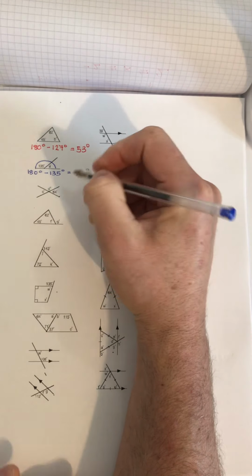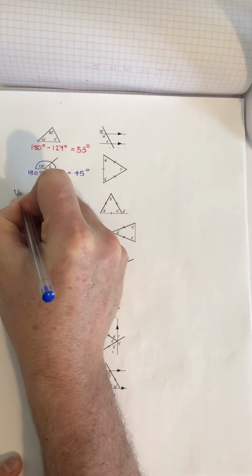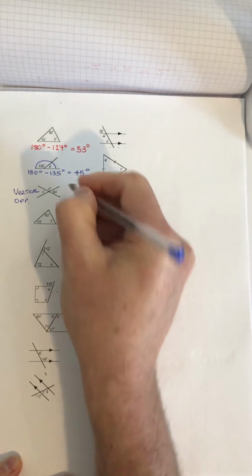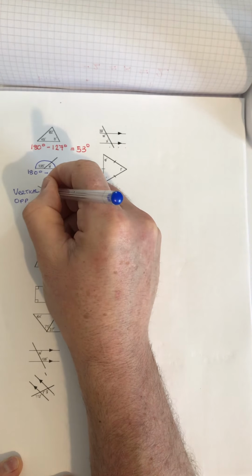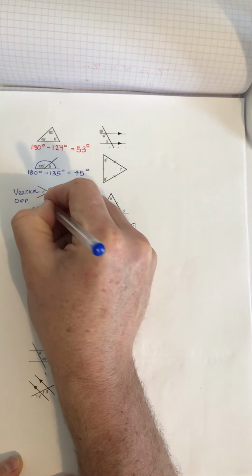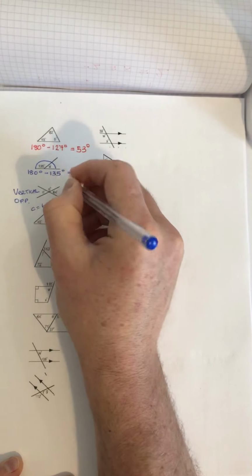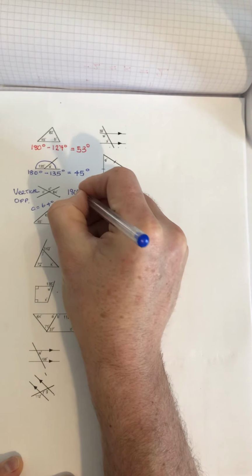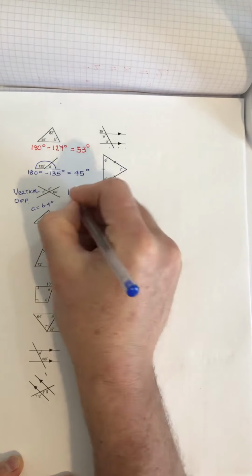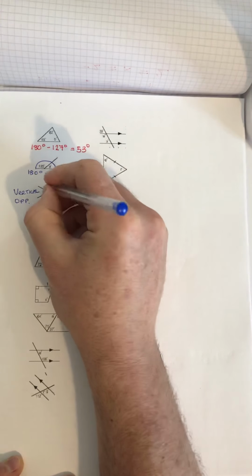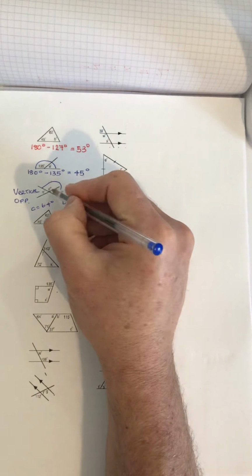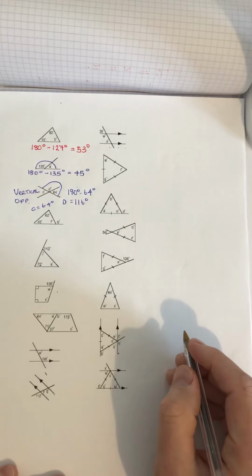This here is an example of vertically opposite angles. In this case, if this is 64, this one is also 64. So C is equal to 64. And then 180 minus the 64 is equal to 116. So D is equal to 116. On a straight line is 180, take away the 64, gets you 116.